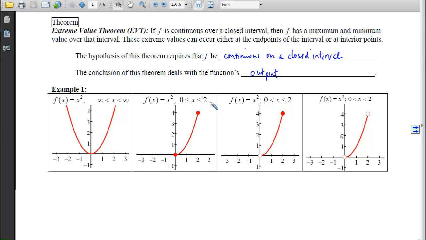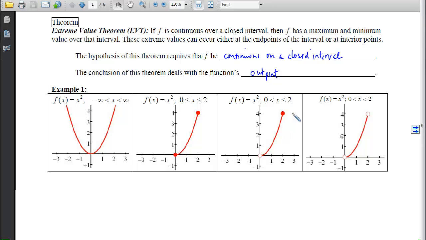And I'm on a closed interval, so I have to have a max and a min according to the extreme value theorem. The max in this case is 4, the highest y value is a 4, and it occurs when x equals 2. Similarly, my lowest y value in that interval is going to be a 0, and it occurs when x is 0. If we now change the domain so that it is not a closed interval, then no longer will the extreme value theorem apply.